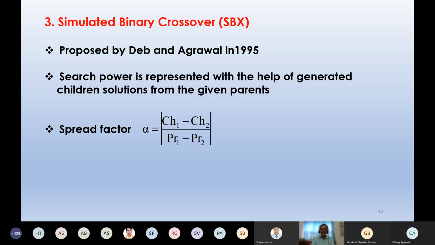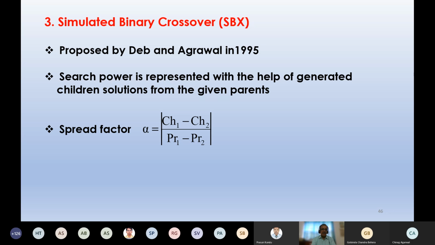So I also started working for my PhD around 95, 96. So I had some interaction with Agarwal, Ram Bhushan Agarwal, and that was guided by Professor Kalyanmoy Deb at IIT Kanpur. Now, so it was developed in the year 1995, and that is popularly known as simulated binary crossover, that is your SBX.